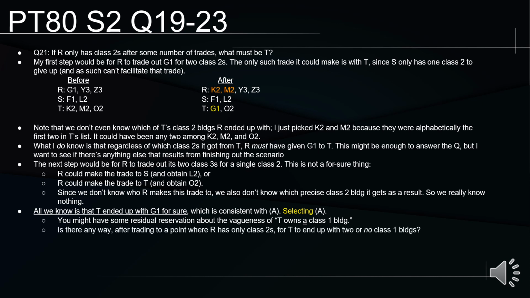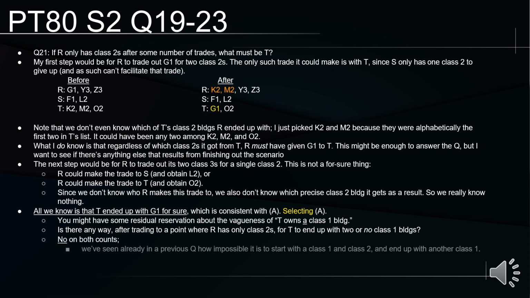And so to confirm, if you want to really confirm this, is there any way after trading to a point where R has only class 2s for T to end up with 2 or no class 1 buildings? Is there a way for us to get away from what answer choice A says? And the answer is no on both counts.